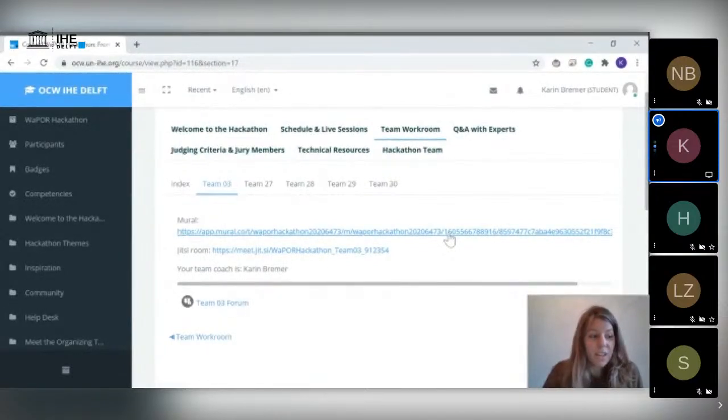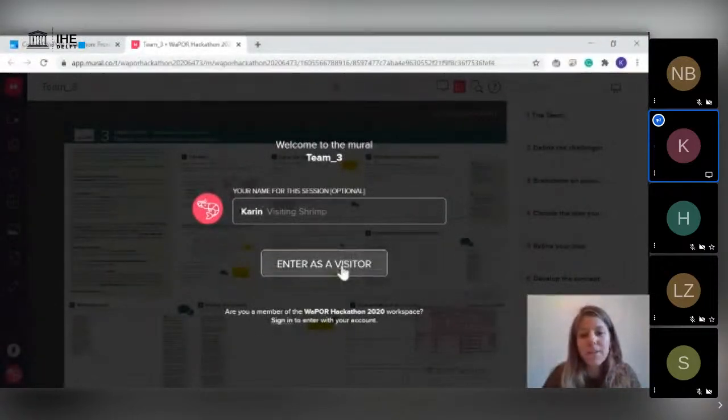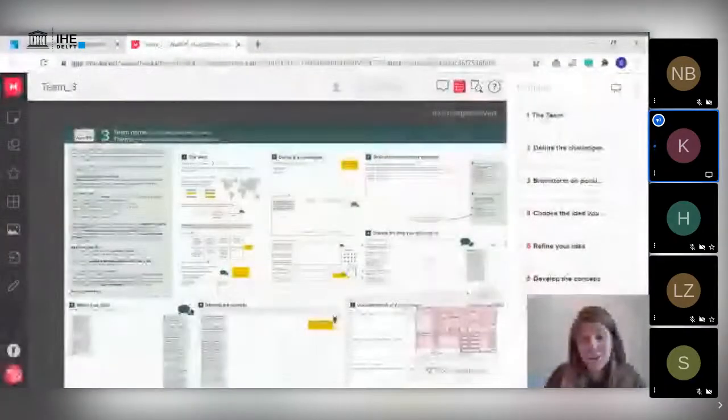Another thing that we created to really help you with this process of brainstorming, and especially when you are all over the world, in different countries, and mostly don't know each other, is a mural. When you click on the link, it might take some time, and you will get an opening page like this. I will type here my name, Karin, and I enter as a visitor. It is not required to sign in with your account. You can just enter as a visitor.